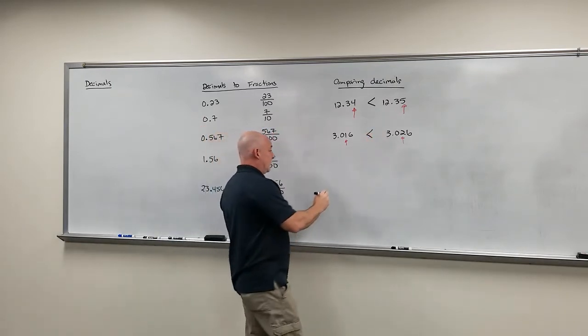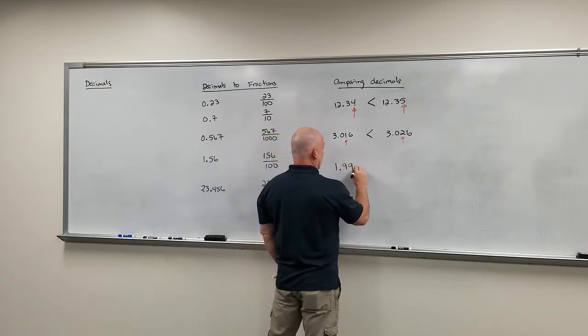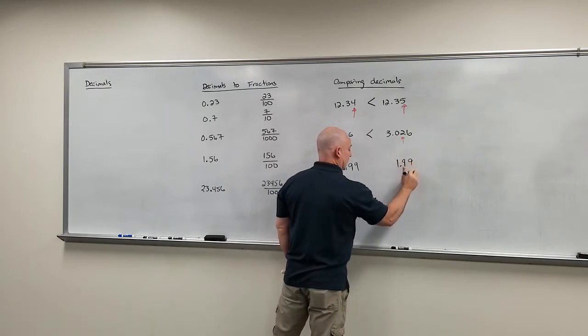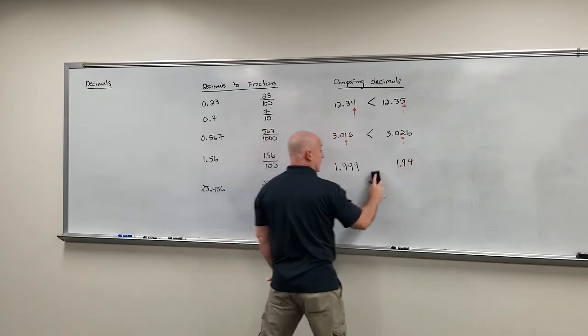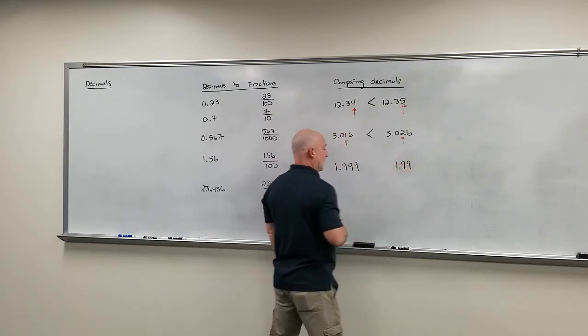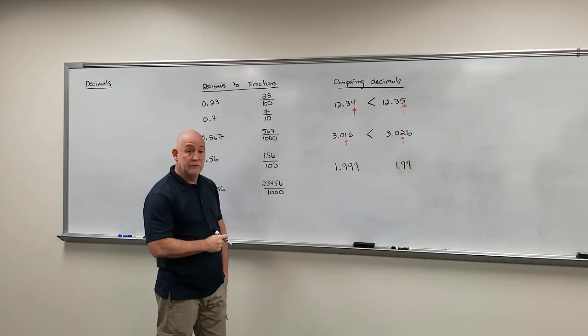Let's try one more. Let's make it a little more difficult. If I have 1.99 and 1.9. Oops, that's supposed to be 1.9. Do me a favor, hit pause and see if you can figure out which one of those two numbers is bigger.